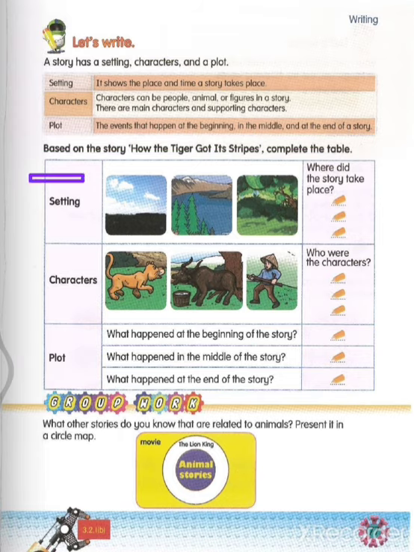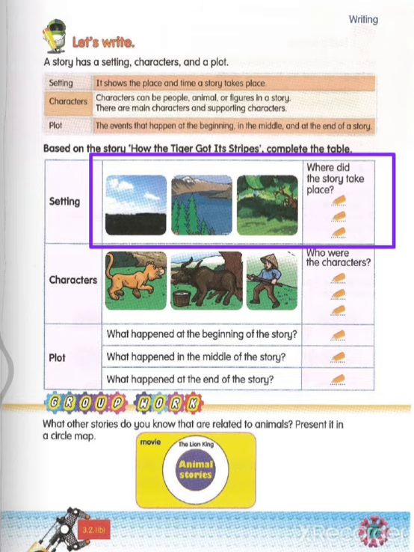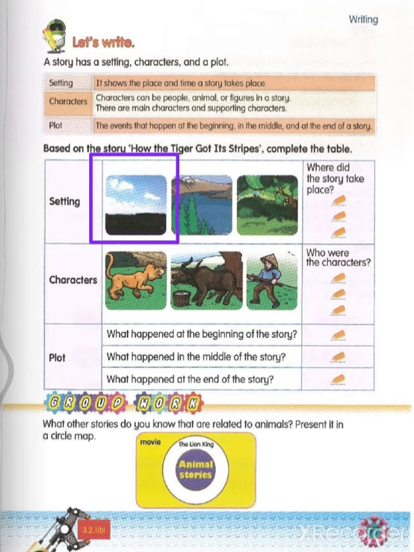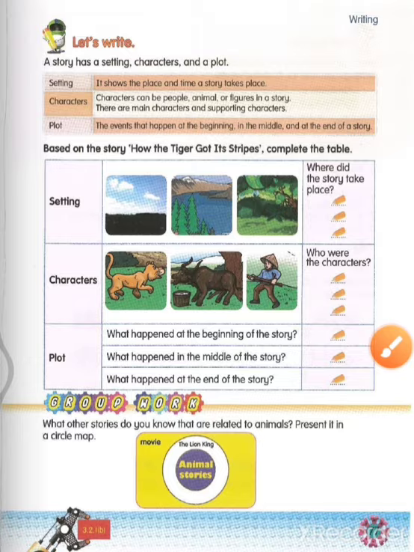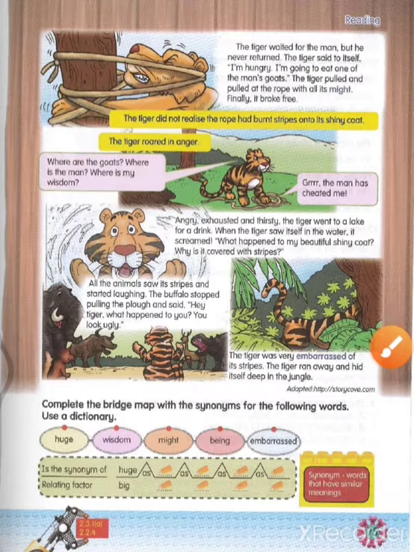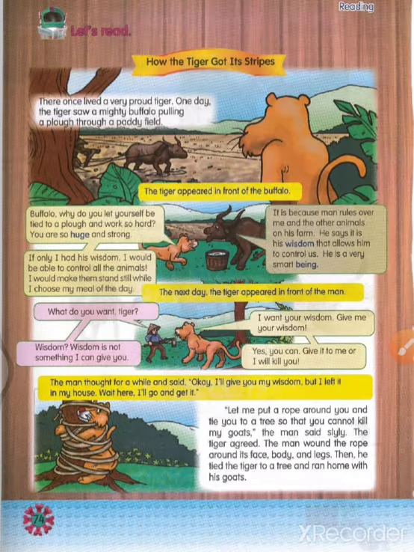Now, let's see the first setting. Remember setting? Now let's see the first one. Where did the story take place? The first one, what is this? Where is this? And where is this? You can get the setting at this page. Okay, hold on. You can get it somewhere around here.